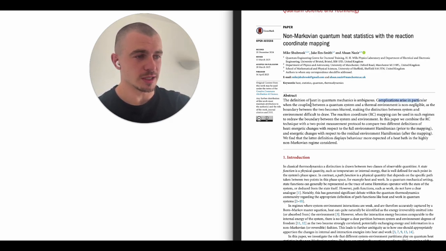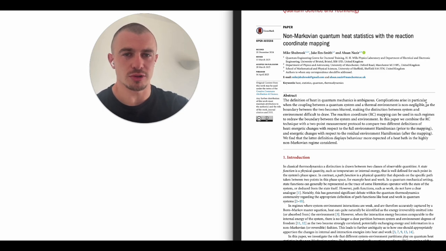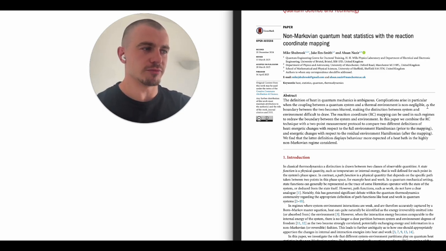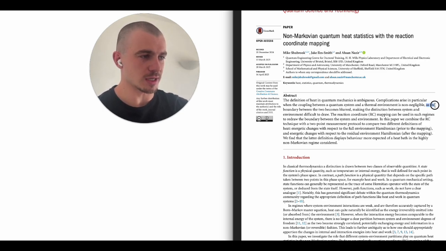Complications in defining heat arise in particular when the coupling between a quantum system and a thermal environment is non-negligible. Right, so what does this mean? It means that the quantum system is strongly interacting with its environment. And then we're saying that as the boundary between the two becomes blurred, it makes the distinction between the system and the environment difficult to draw.